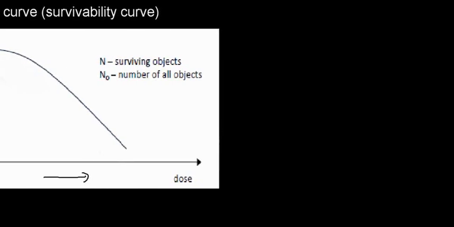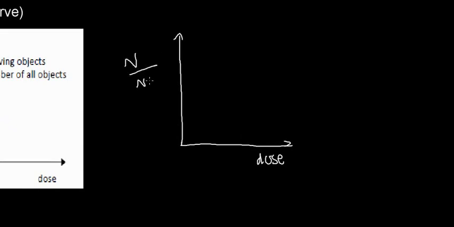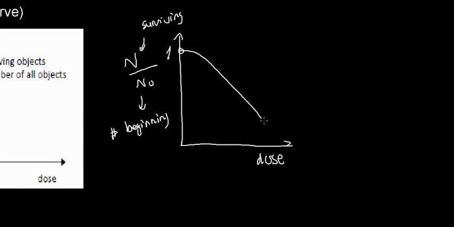And again, if I had to draw it from scratch, and this is just real quick, you can skip it if you don't feel the need to go through it. I have the dose, and it's super important to label the axis. I have the N over N0, and I need to indicate N is my surviving individuals, N0 is the number of individuals in the beginning, or the number of all individuals. And I'm going to start with 1, and I'm going to slowly decrease, just like so.